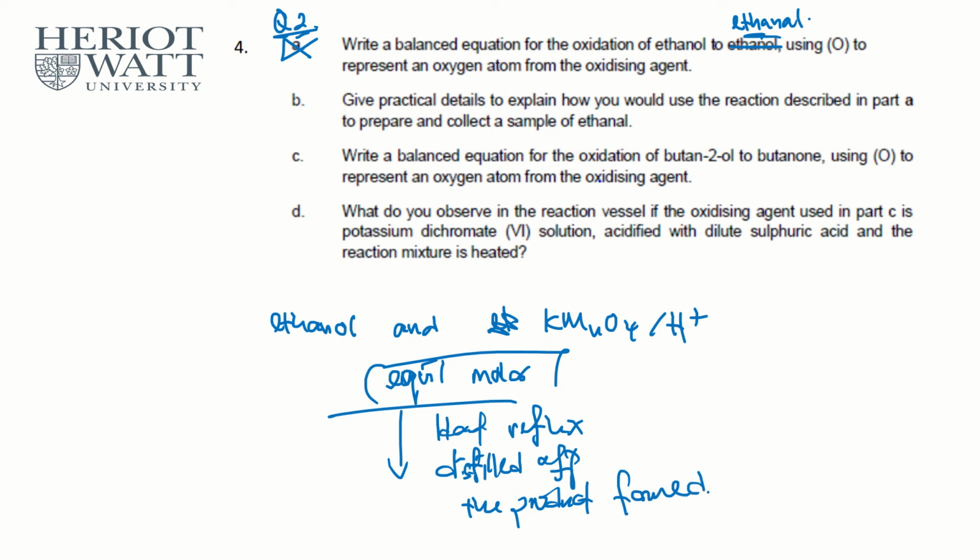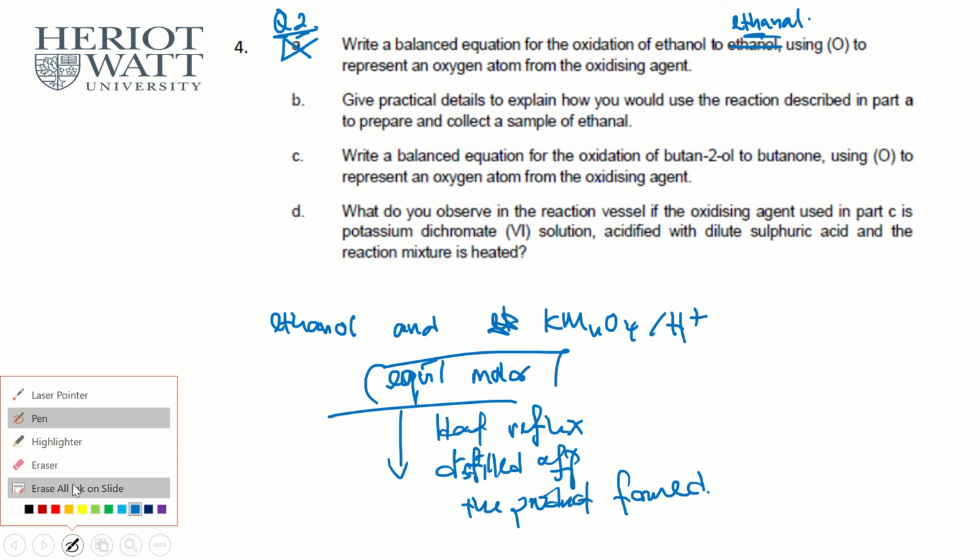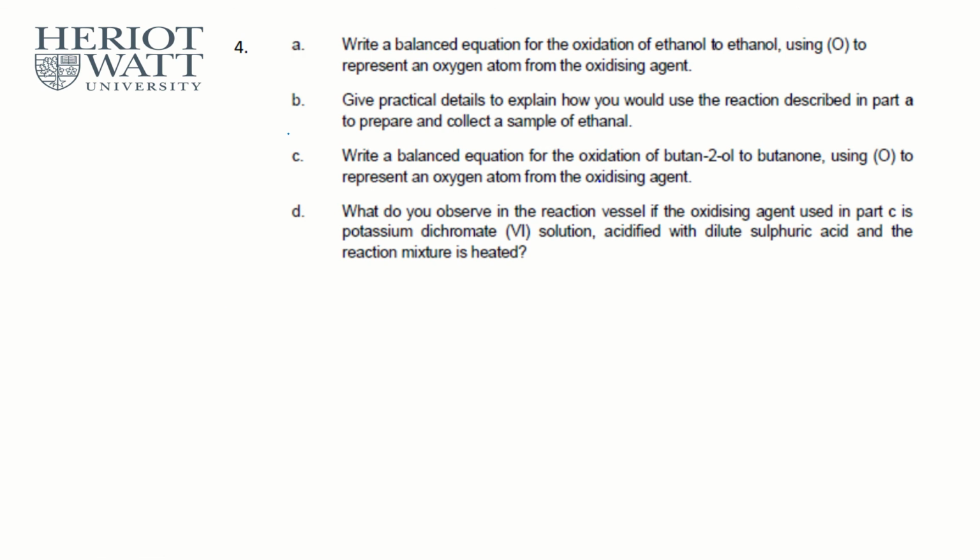So once the product forms, the first one would be aldehyde, ethanol, then you distill it off so that you won't get any carboxylic acid. So that's the answer for B. Okay, just some small little details for the practical part. Okay, let's move on to part C.